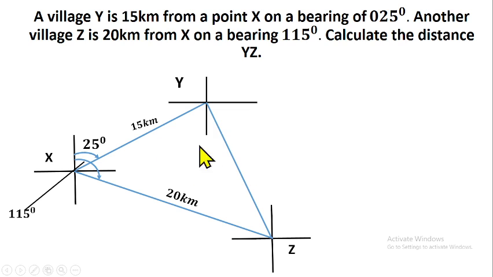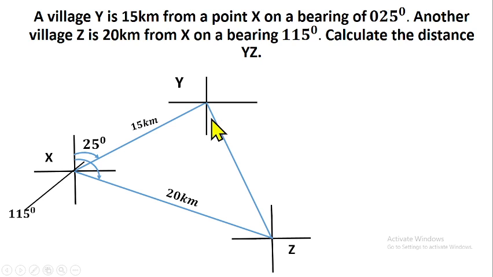But before we go to talk about that, this triangle now has 2 sides, 15 kilometers for XY and XZ is 20 kilometers, but there's no angle in the triangle. There's no angle inside the triangle. So we need to get an angle first. Where can we get an angle? Can we get an angle here? Can we get an angle here? Or can we get an angle here?